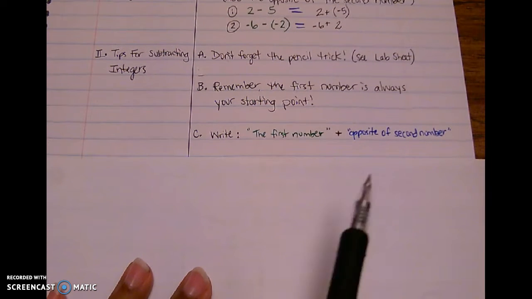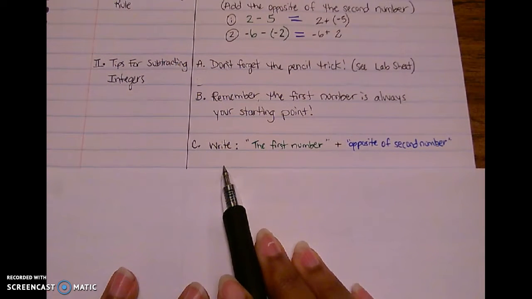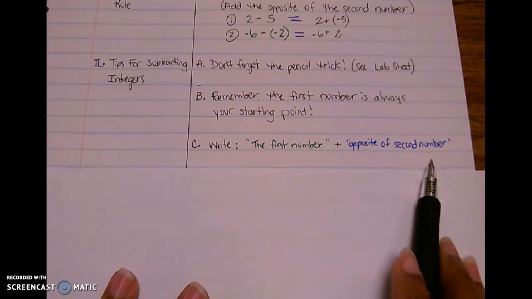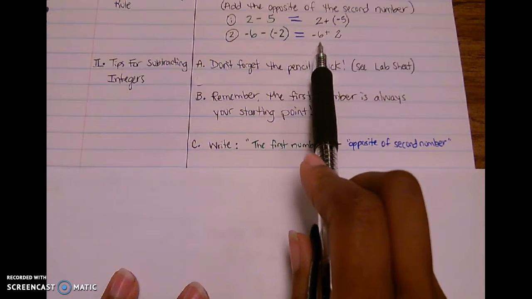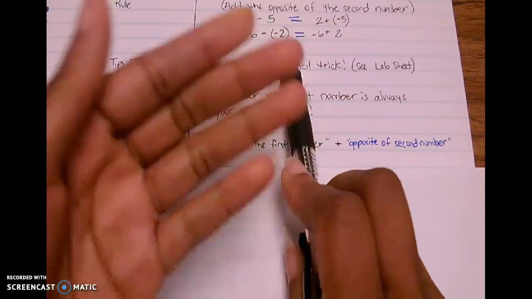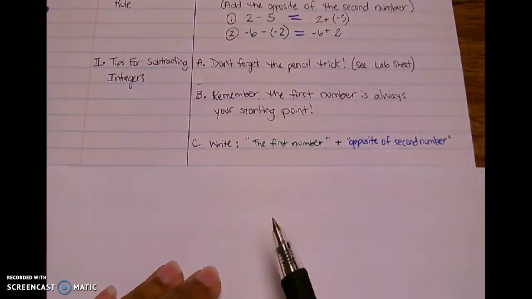Skip a line. When you rewrite your problem, you're going to write it like this. The first number plus the opposite of the second number. As you can see, I did up here. The first number plus the opposite of the second number, which we know the opposite of negative is positive. So that's why I have a positive 2 here.